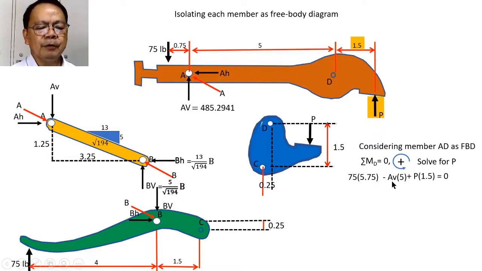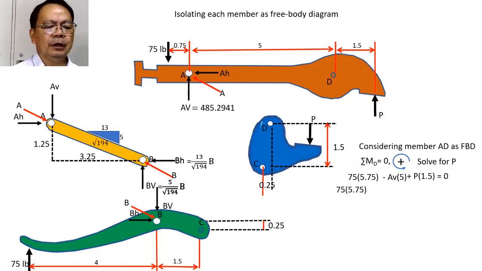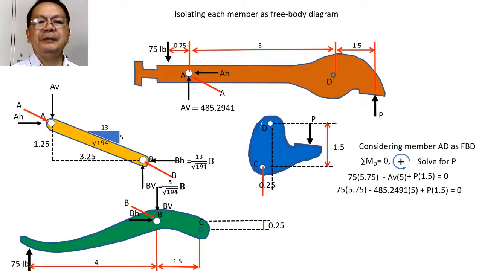Now, since we have already computed for the value of AV, which is this one, and if AV will be substituted with the value, what will be our equation? Our equation will be 75 multiplied by 5.75 minus 485.2491 multiplied by 5 plus P multiplied by 1.5 equal to 0. And from here, you can solve for the value of P, which is 1,330.147.